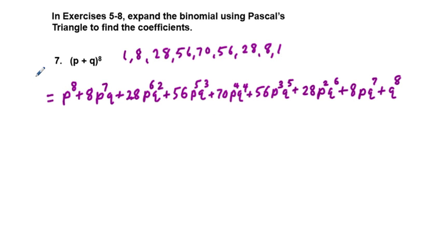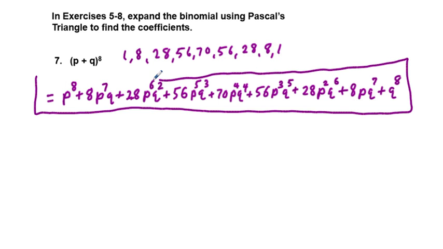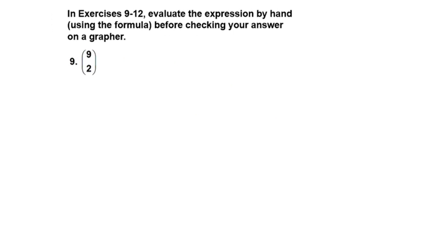So that's going to be our binomial expansion. Still long and drawn out, not nearly what it would be by just hand multiplying these things together, but still a bit tedious. All right, on to problem number 9. Evaluate the expression by hand using the formula before checking your answer on a grapher. Okay, we're going to do it 2 ways then.